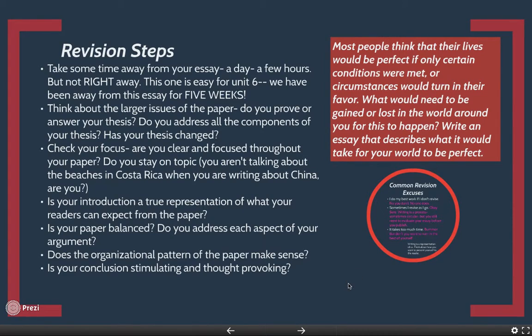All right, here are some revision steps that we can go through when we are revising. First of all, take some time away from your essay. So obviously you've had a lot of time away from this essay. 5 weeks I think is definitely plenty of time. If you're revising an essay for a different class, let's say you write the rough draft on Wednesday, maybe you wait to revise it until Thursday. So you've given yourself some time away from what you've written so you can go back to it with fresh eyes. Sometimes if we revise right away, we don't always see some of those mistakes because we're just kind of ready to be done with it. So take some time away from your essay, even if it's only a few hours.